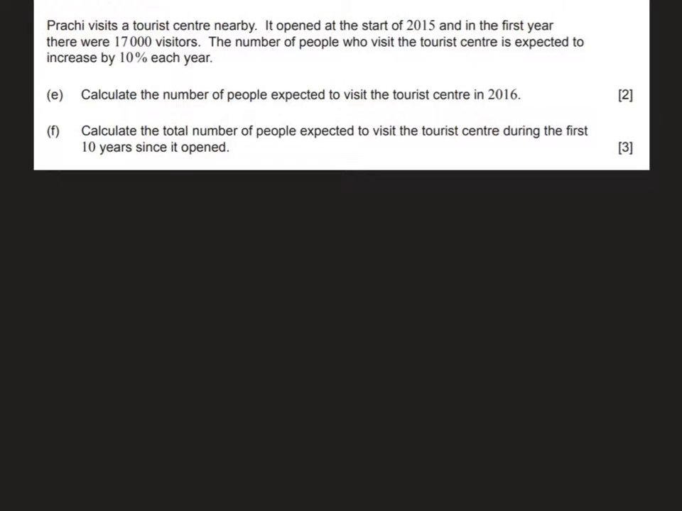For the final part, we're told that Prachi visits a tourist centre nearby, which opened at the start of 2015, and in the first year there were 17,000 visitors, which is expected to increase by 10% a year. So hopefully as soon as you start reading this question, you should be hearing alarm bells, because we're not increasing here by a fixed amount.